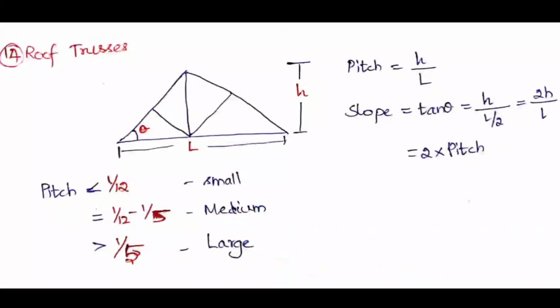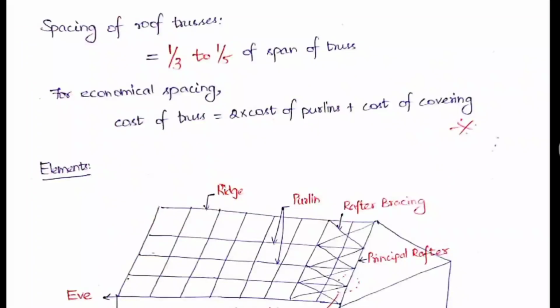If the pitch is less than 1 by 12, we call the truss small, and if it is 1 by 12 to 1 by 5, it is medium. When it is greater than 1 by 5, it is large. And the next important thing is the spacing of the roof truss. So here it is 1 by 3rd to 1 by 5 of the span of the truss. So for economical spacing, the cost of the truss is equal to 2 times the cost of the purlin plus the cost of the covering. Okay, so this is also very important.